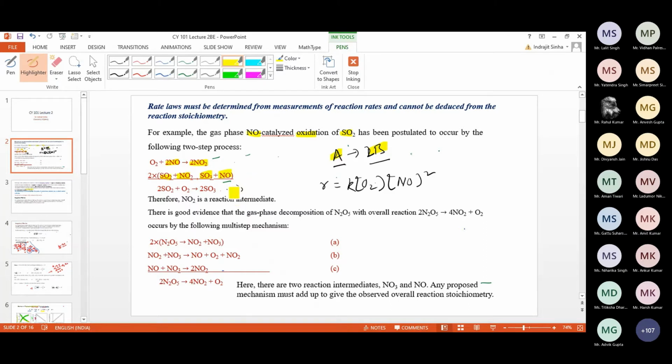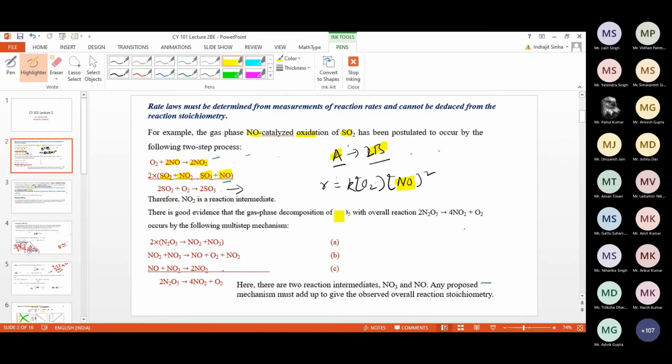And basically you have this kind of situation where, because it is appearing in the reaction itself, it is being taken into account and it is coming into the rate law as well. Okay, it is coming into the rate law as well.